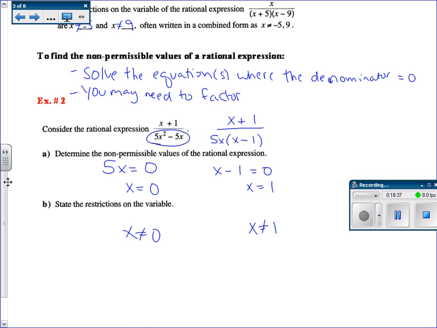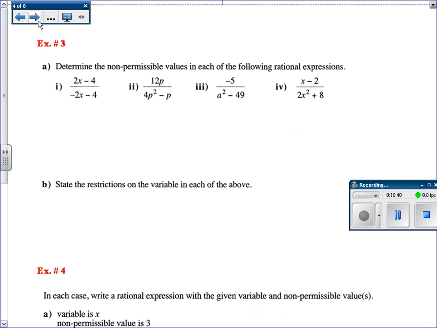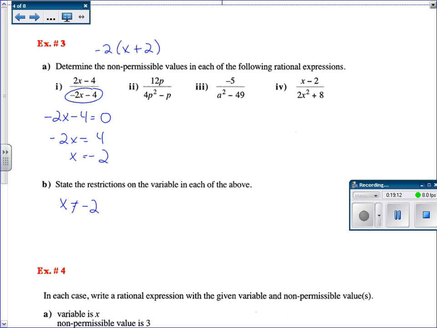Okay. Example 3. Determine the non-permissible values in each of the following rational expressions. So all that you're doing in each case is you're just taking the denominator, setting it equal to 0, and solving. Okay, this one we could factor. So you could actually write that as -2 times x plus 2, but it doesn't matter here because there's no variable. You want to factor when you have more than one variable, or a variable in each expression. So -2x equals 4, x equals -2. So x cannot equal -2 for that one.